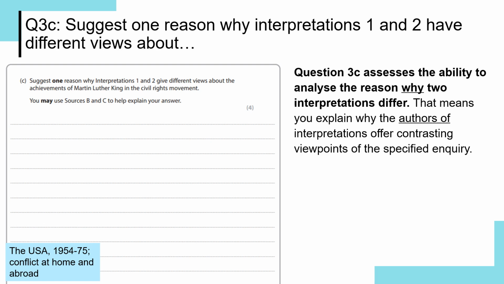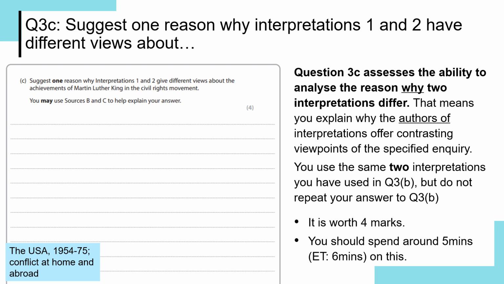How do 2 different authors, historians, or people reach different conclusions about the past? You will use the same 2 interpretations you've used in question 3b. The explanation you give should be supported with detail from both the interpretations and not based on the provenance. And you should aim to spend around 5 minutes, or 6 minutes if you have extra time, on this question.